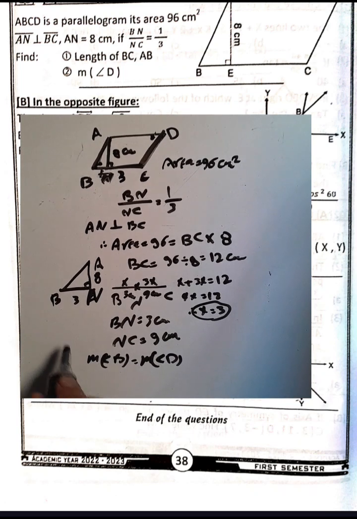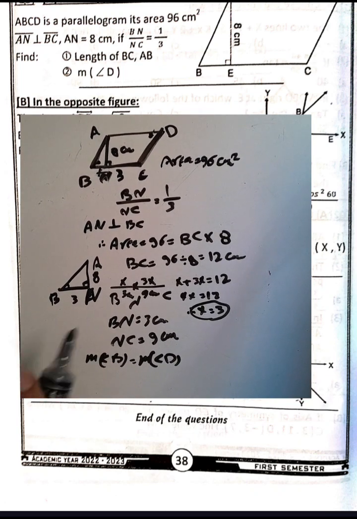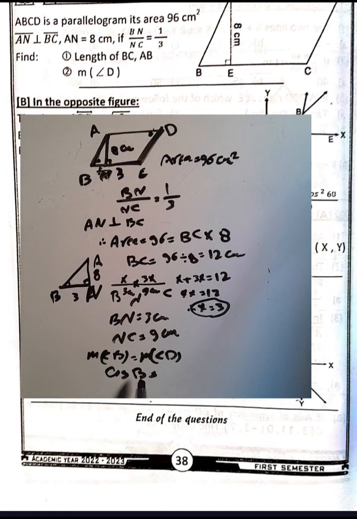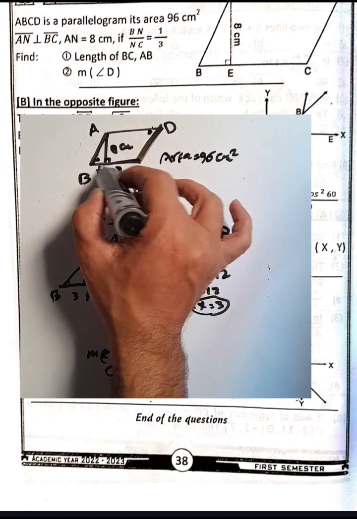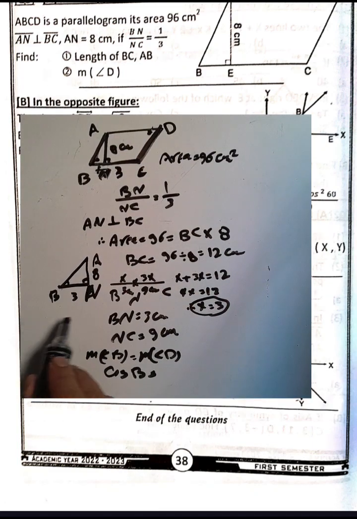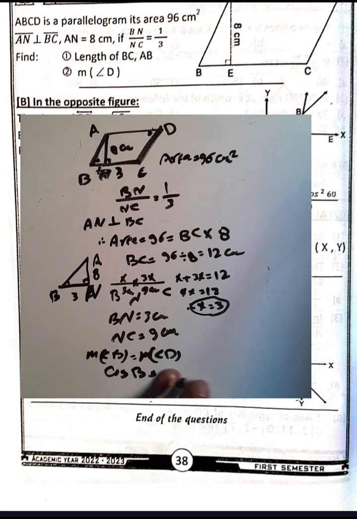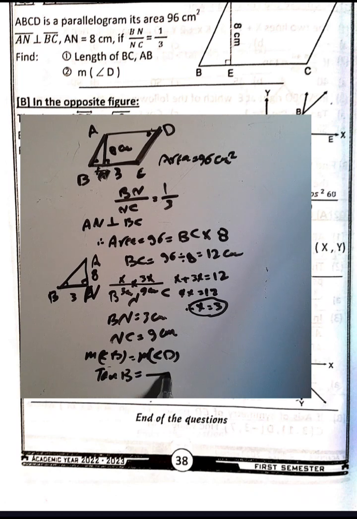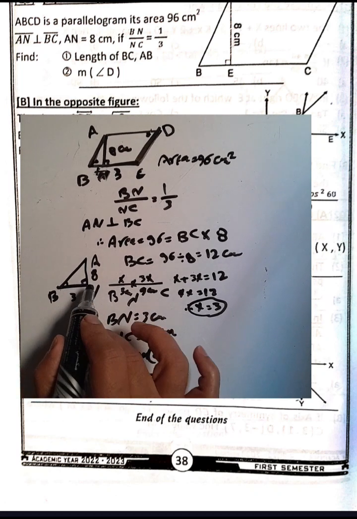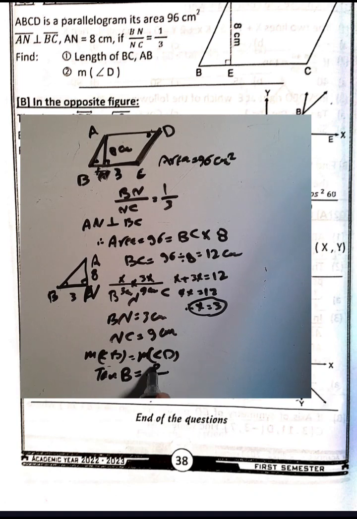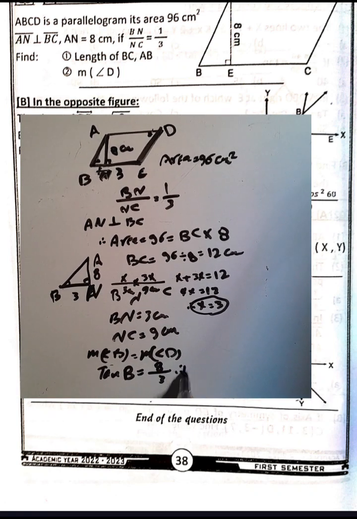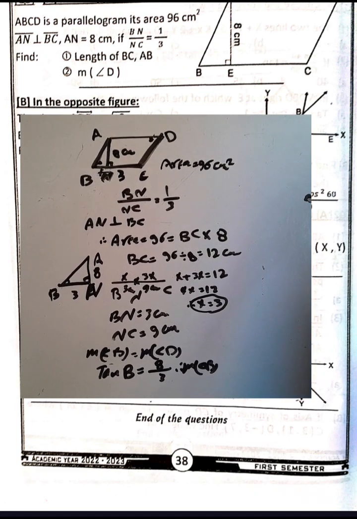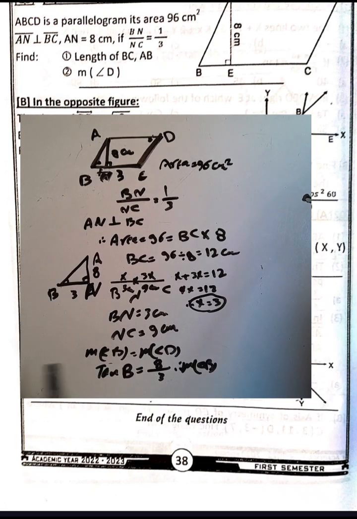How can we find the measure of angle B here? By using the ratio. We have adjacent and opposite. In this triangle ANB, cosine of angle B would be adjacent over hypotenuse, but we don't have the hypotenuse here. Then you can write tan B equals opposite over adjacent, 8 over 3. Then you can find the measure of angle B by using the calculator, to find the result in the simplest form.